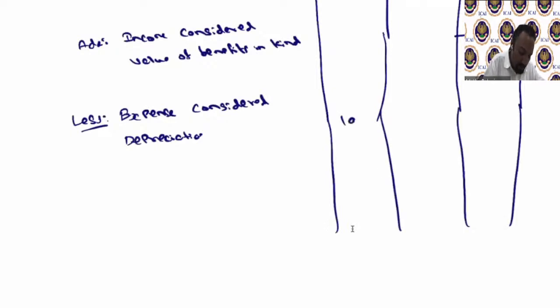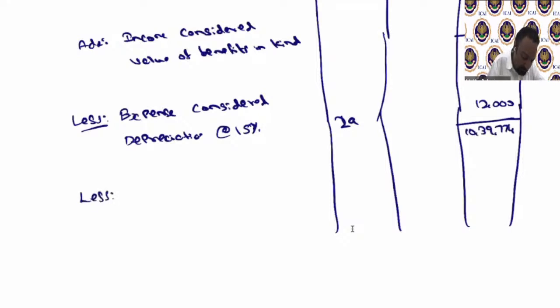Let's assume for depreciation, now we need to provide this working as a note. So we'll say 2A. This is the second note, in that you're writing A. So what is 2A? Depreciation at 15% on 80,000. So it is 8,000 plus 4,000. So that becomes 12,000. There is nothing else, then you need to less. So it becomes 10,39,774.